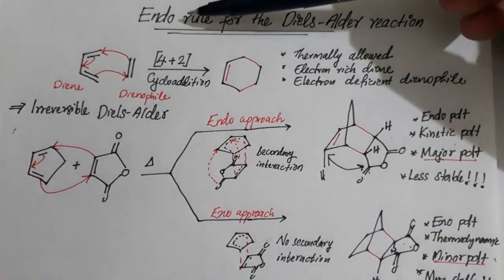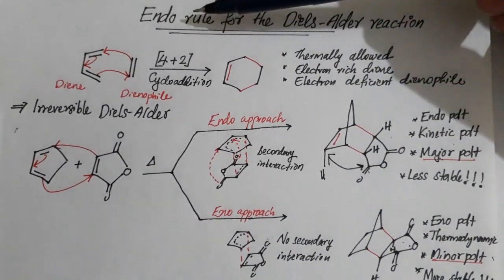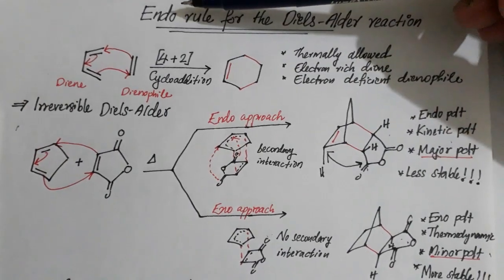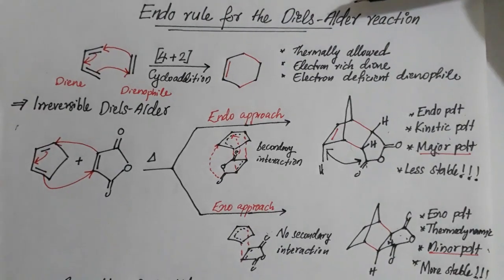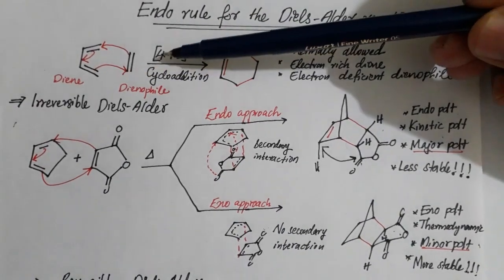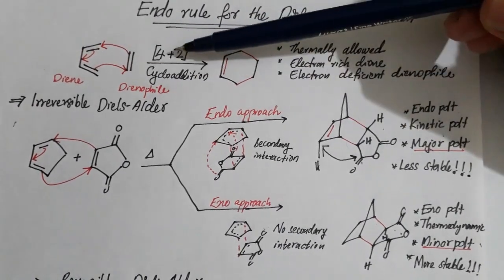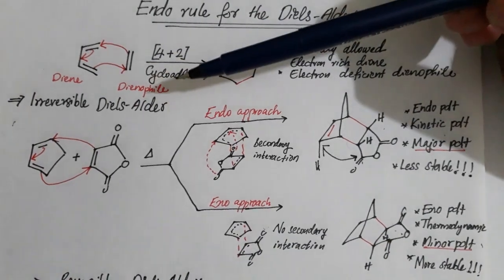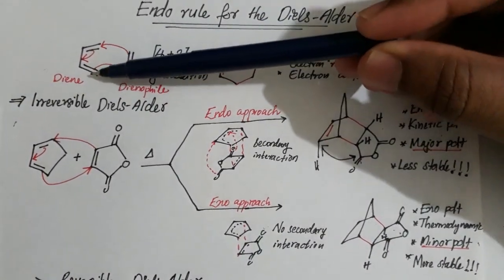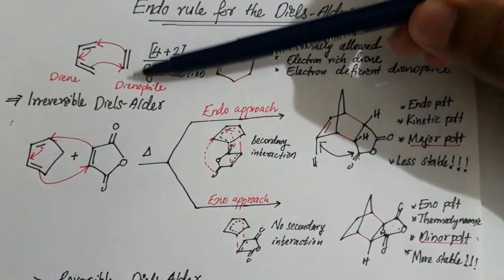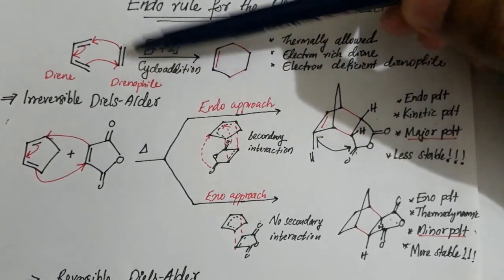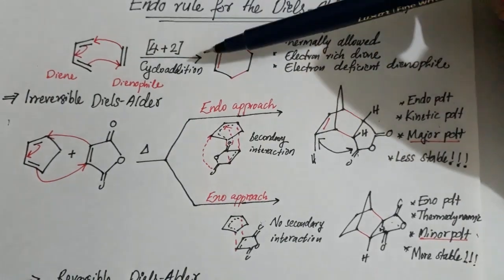Hello students, today we are going to discuss an important rule related to the Diels Alder reaction, that is the Endo rule for Diels Alder reaction. As we know very well, Diels Alder reaction is a 4 plus 2 cycloaddition reaction. Here you can see a 4 pi fragment, that is the diene, and a 2 pi fragment, the dienophile, and it will undergo 4 plus 2 cycloaddition reaction.